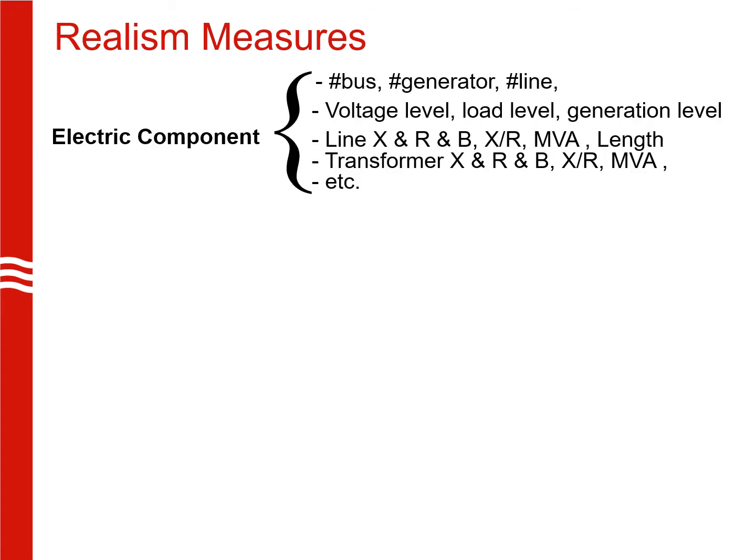There are different realism measures that can be used to evaluate the realism of a synthetic case. The first category addresses the electrical characteristics of the power system components, for instance, number of buses, generators, different voltage levels, characteristics of lines and transformers, and so on. And synthetic cases usually are designed in a way that they comply well with the measures in this category.